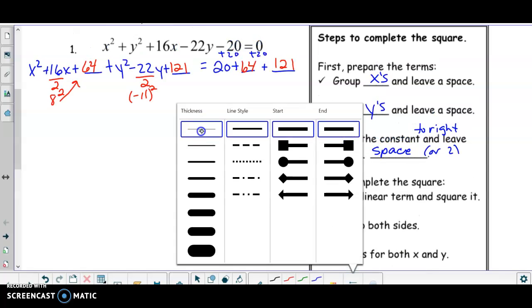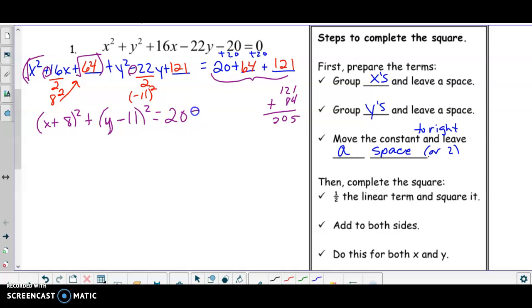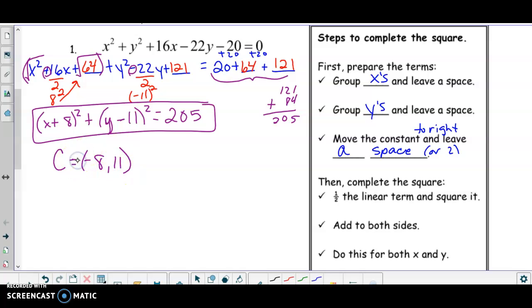Remember when we factored a perfect square trinomial, we took the square root of a and the square root of c. So I have x, and the sign of b, plus 8 quantity squared plus y minus 11 quantity squared. And we need to simplify this. 20 plus 64 is 84. 121 plus 84 is 205. And at that point, there is your standard form equation. You are done. You can see here that our center is at negative 8, positive 11, and this is radius squared, so the radius is the square root of 205. And if we wanted, we could simplify that.